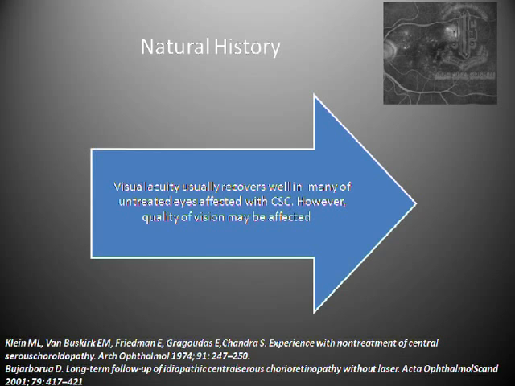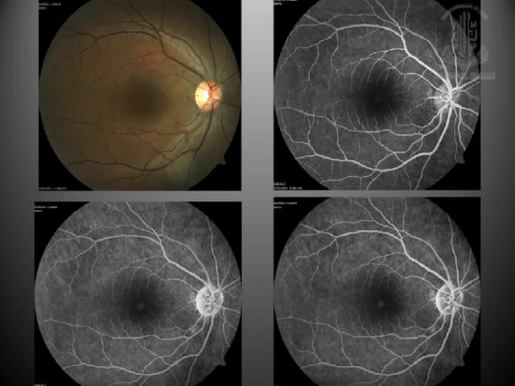However, one needs to notice that the quality of the vision is affected in the form of defective color vision as well as contrast sensitivity. This case shows a leak at the center part of the fovea, but it isn't as intense as what we saw in the previous slides. This is probably a spontaneously resolving central serous chorioretinopathy.